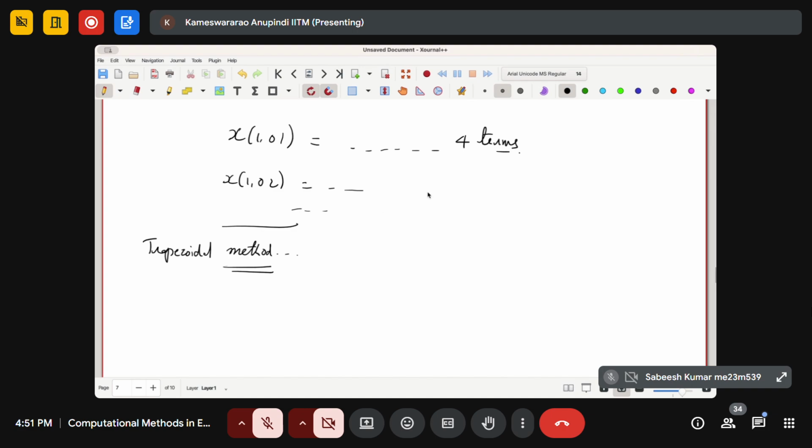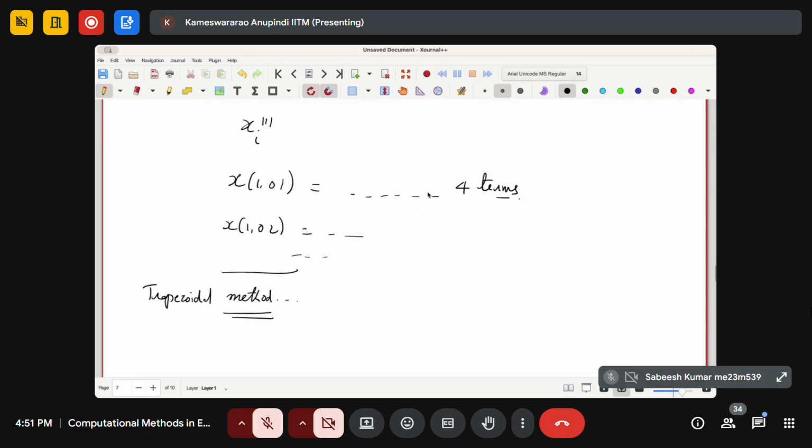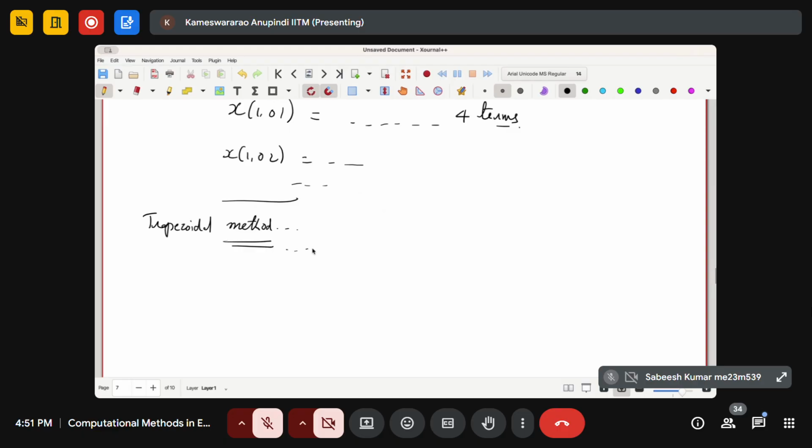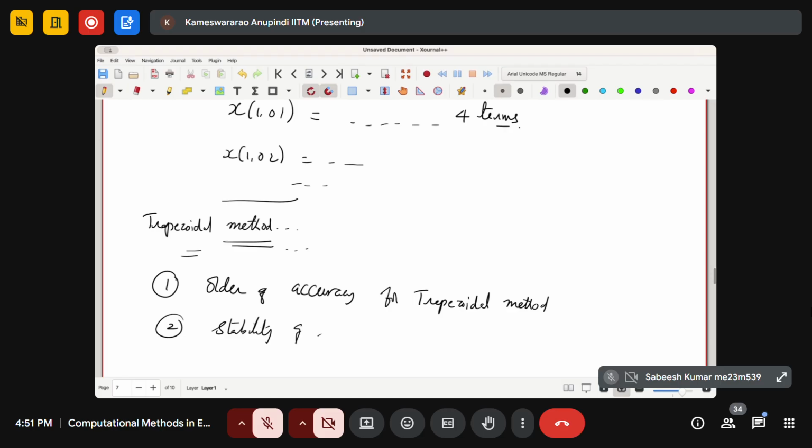Next, what we have is establishing the order of accuracy for the trapezoidal method, that it is second order accurate. And then we will proceed to look at the stability analysis for these solution methods. Okay, so that is what is coming up next, establishing order of accuracy for the trapezoidal method, and then stability of the methods. So that is what we will take up in the next lecture.